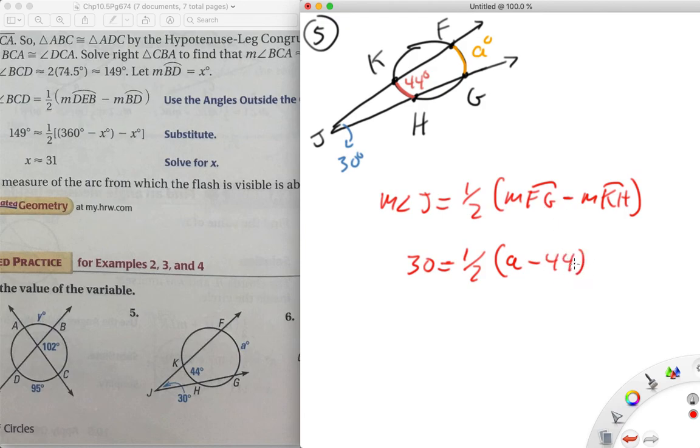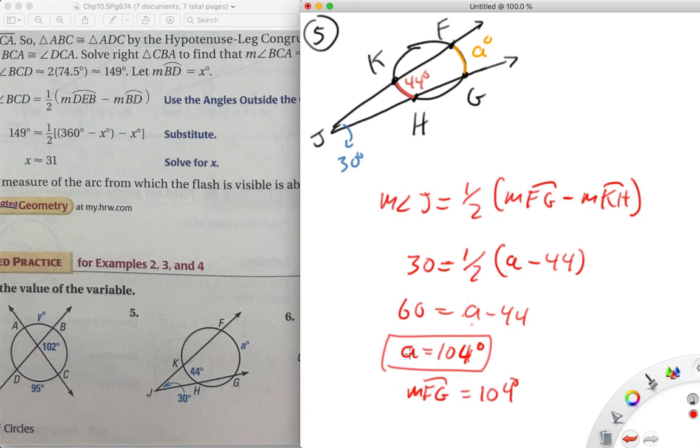Multiply both sides by 2, we get 60 is equal to A minus 44. Add 44 to both sides, and we get that A is equal to 104 degrees. Or we can say the measure of arc FG is equal to 104 degrees.